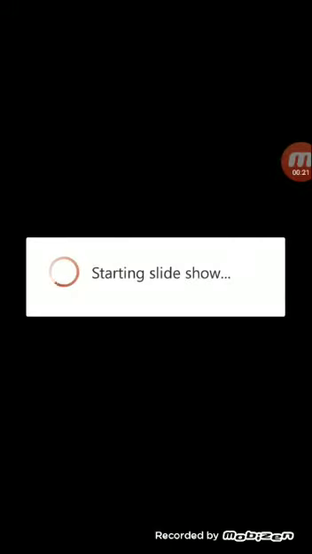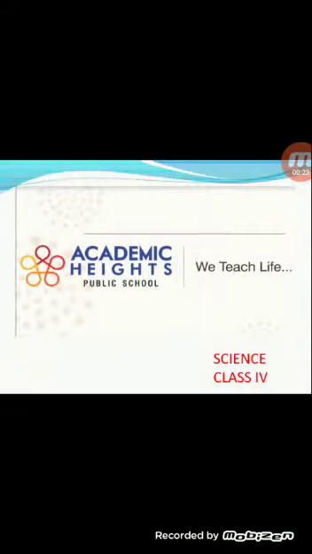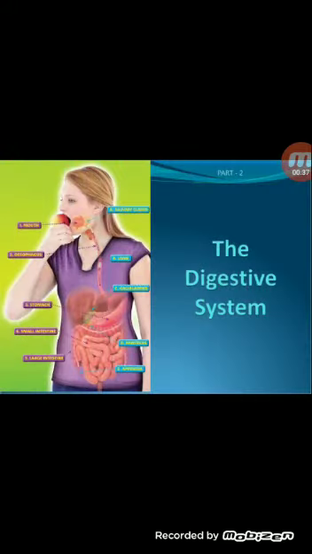Let us discuss the second part of the digestive system, which we left with some explanation in the last session. So let us have a quick recap of what we discussed in the last session. Hope everyone is doing good, right? Yes, let us have a quick revision of it. What are the parts of the digestive system, children? This time you are going to tell me. I will repeat after you.